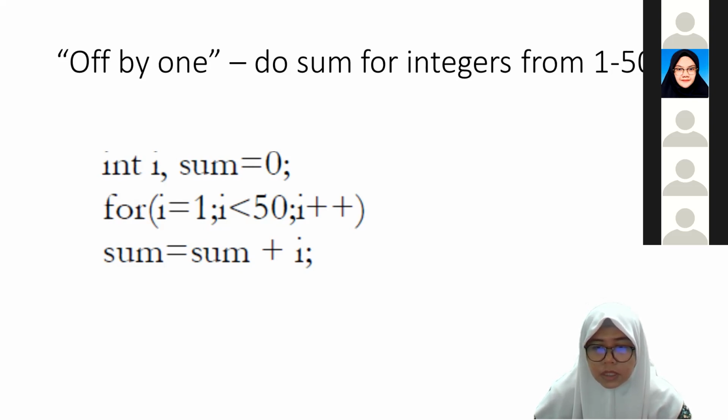Let's see. In this case, I cannot annotate anything. Okay, it's fine. What you can do to fix this is: i is less than or equal to 50, or I can say i is less than 51. That will make the integers stop at 50, so you are going to have 1 until 50.